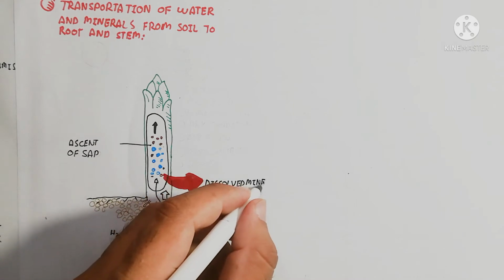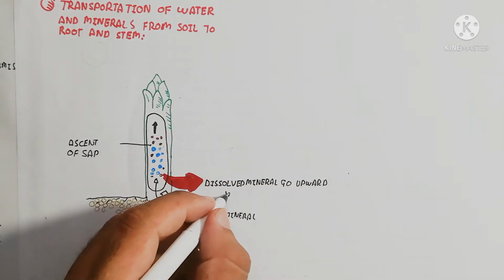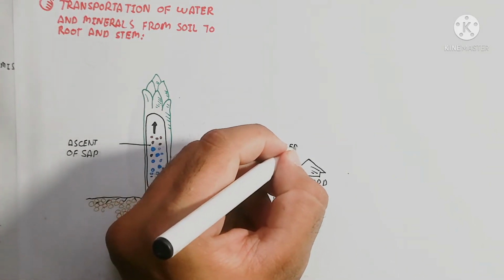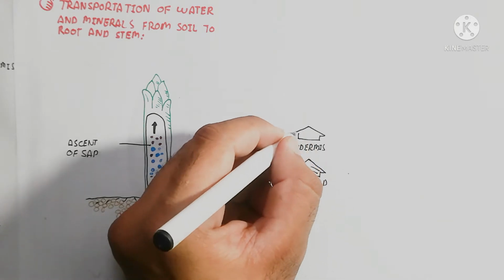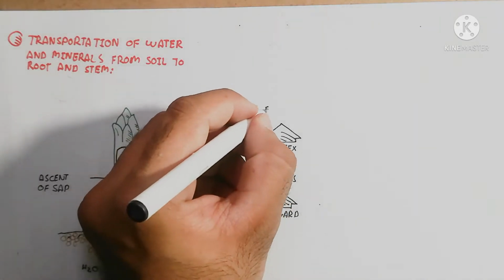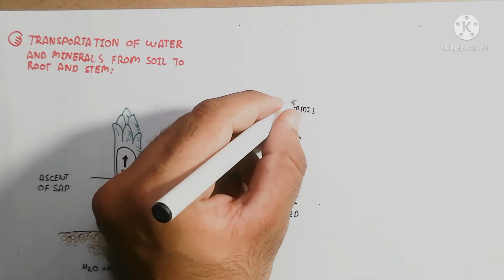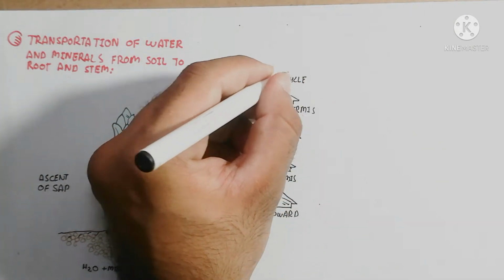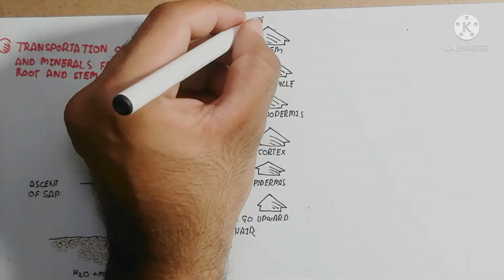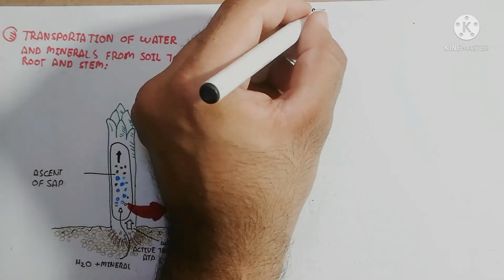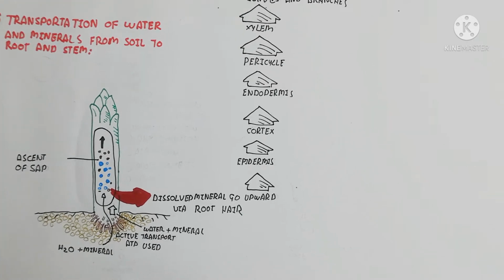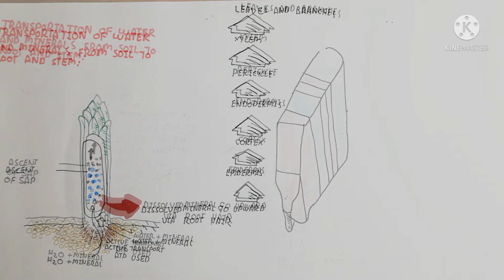So the water as well as the minerals move actively inside. The dissolved minerals go upward via the root here. They go into the epidermis, epidermis to cortex, cortex to endodermis, and ultimately endodermis to pericycle, while the endodermis contains a Casparian strip, which causes a different path. After the pericycle they go into the xylem and ultimately into the leaves and branches.